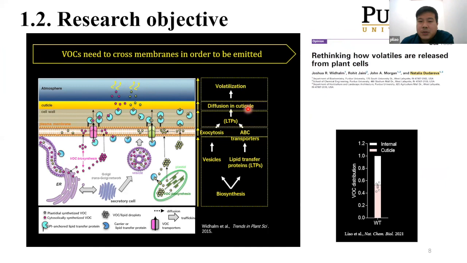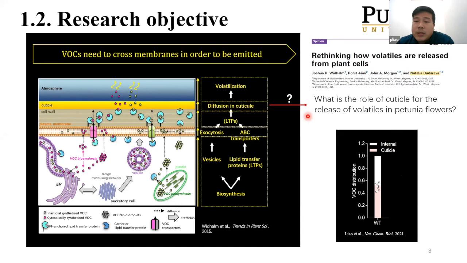So what we have done is that we first checked how much of the volatiles are located in the cuticle, specifically in this part. Our results showed that more than 50% of the volatiles are located in the cuticle part, and the remaining volatiles are inside the plasma membrane, including the cytosol. So the first question we want to ask is, what is the role of the cuticle in the release of volatiles in petunia flowers?